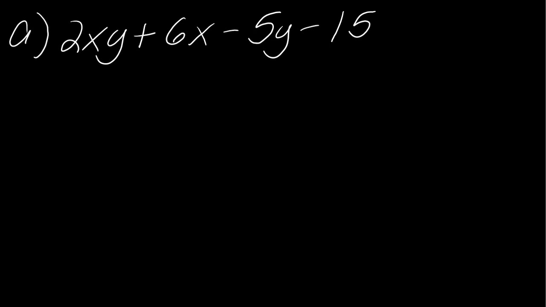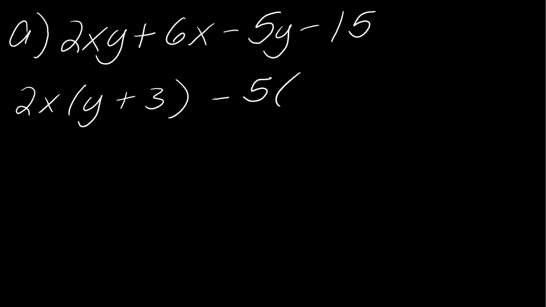So I've got 2xy plus 6x minus 5y minus 15. So there's no GCF here, and there are 4 terms, so we probably want to use grouping. So I'm just going to factor out the GCF in the first 2 terms, which will be 2x, and if I factor that out, that'll leave me with y plus 3. And then on the second 2 terms, I'm going to factor out negative 5, and so that's going to leave me again with y plus 3.